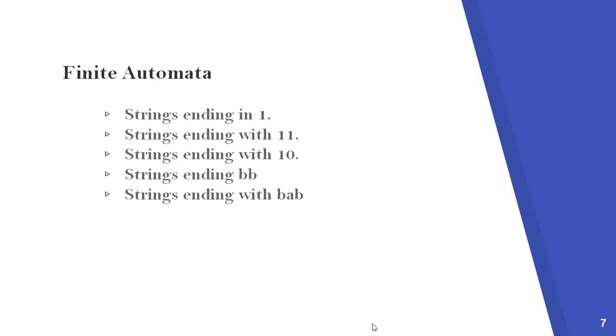So we follow the steps as usual. First we have to take the input alphabets, then we have to find its regular language. According to the regular language, we have to construct the regular expression, and after that we have to design our finite automata by using the notations. Okay, so let me start. The first example is strings ending in 1. In the previous example we discussed strings ending in 0. In the same way we have to discuss how we design the finite automata for strings ending in 1.